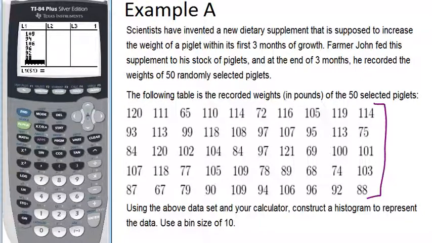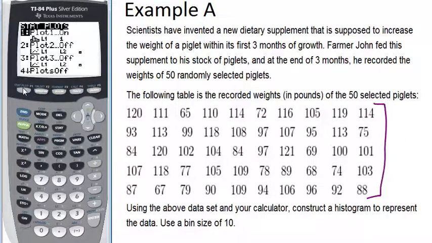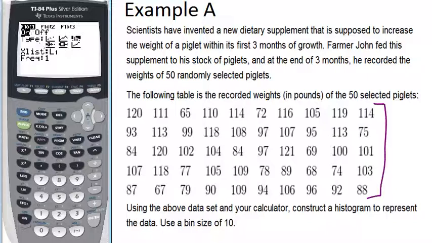Once you've entered in all your data, you need to tell your calculator that you want to make a histogram. So go into Stat Plot and make sure that you have histogram highlighted. Notice that when we go in here, we see all the different types of graphs, and the one that looks like a histogram has been highlighted, so we're all set there.